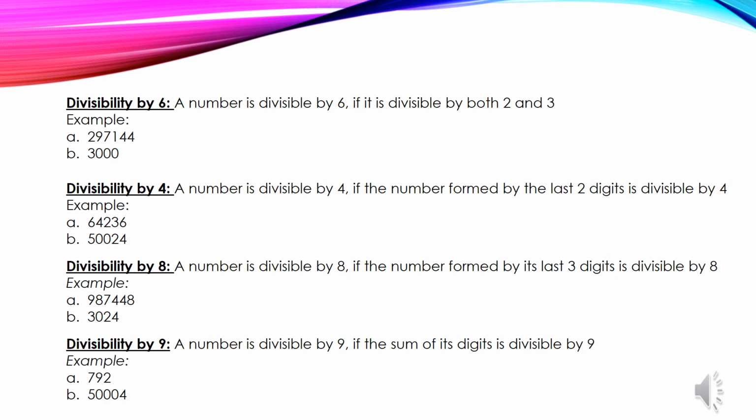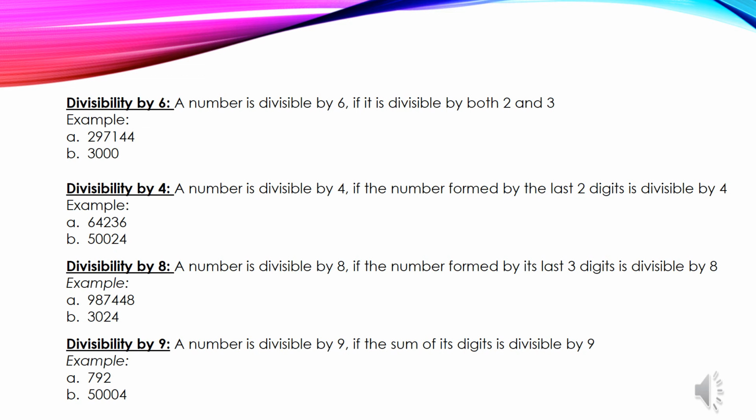It is same as the divisibility rule of 3. Means children, a number is divisible by 9 if the sum of the digits is divisible by 9 or a multiple of 9. For example, here I took 792. If we add all these three, 7 plus 9 is 16, 16 plus 2 is 18. 18 is a multiple of 9. So it is divisible by 9. Means the complete number is divisible by 9.